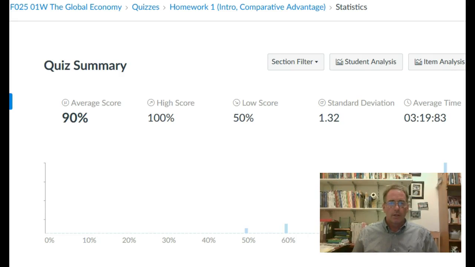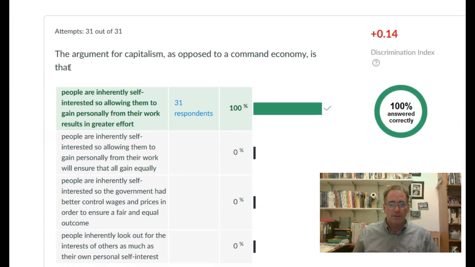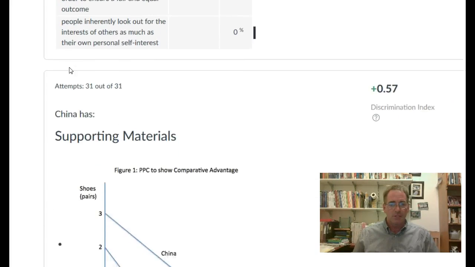Hey everybody! I was very impressed with the quiz scores for the homework. It says quiz, but it's a homework. And yeah, the scores are really good, so I'm not going to spend too much time going through it.